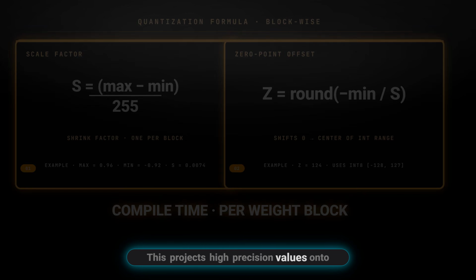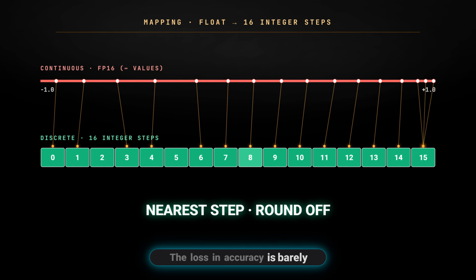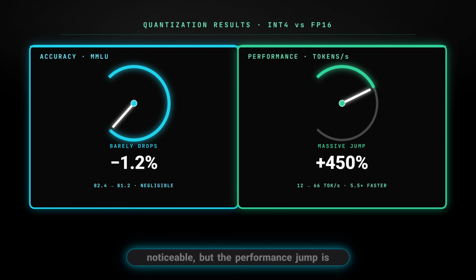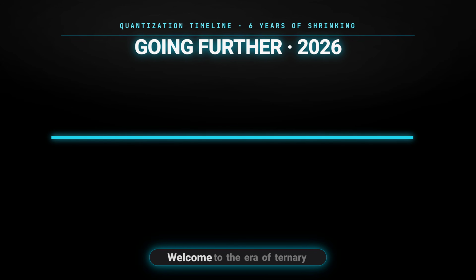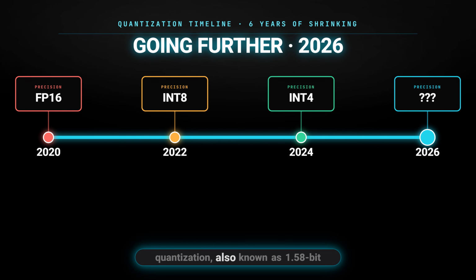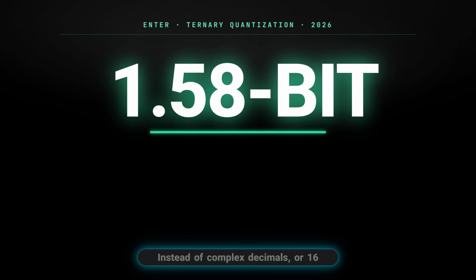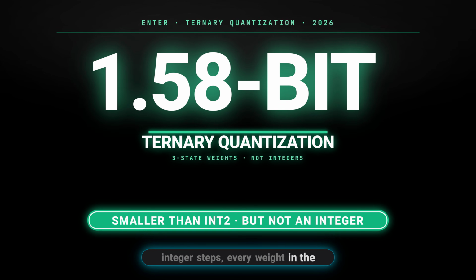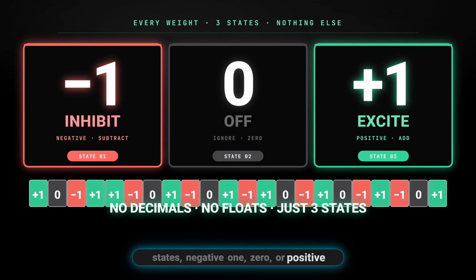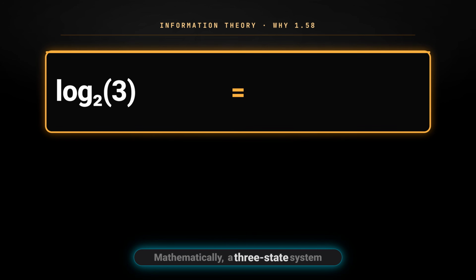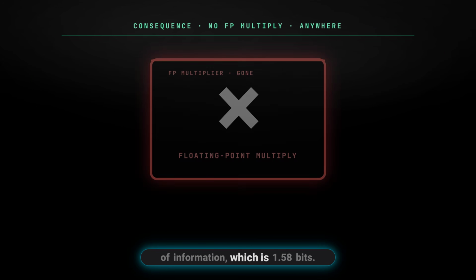This projects high-precision values onto a tiny scale of 16 integer steps. The loss in accuracy is barely noticeable, but the performance jump is massive. But we are pushing this even further in 2026. Welcome to the era of ternary quantization, also known as 1.58-bit models. Instead of complex decimals, or 16 integer steps, every weight in the network is represented by just 3 states: -1, 0, or +1. Mathematically, a 3-state system stores exactly log base 2 of 3 bits of information, which is 1.58 bits.